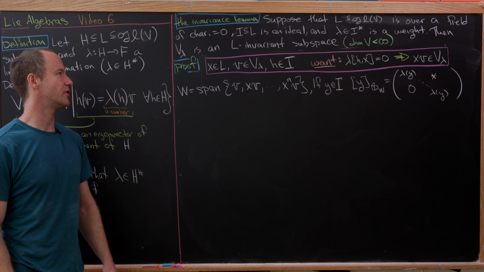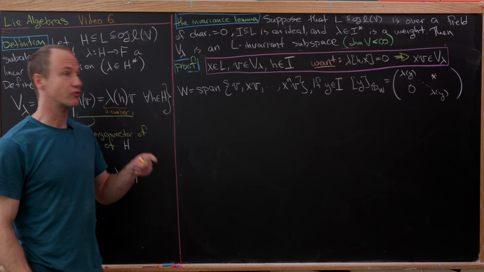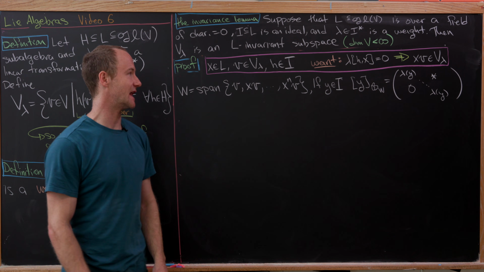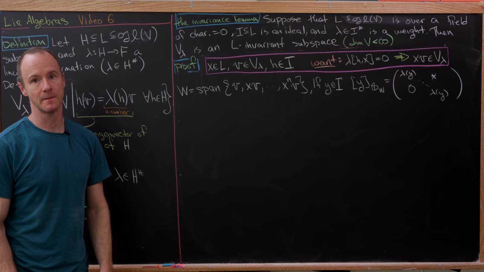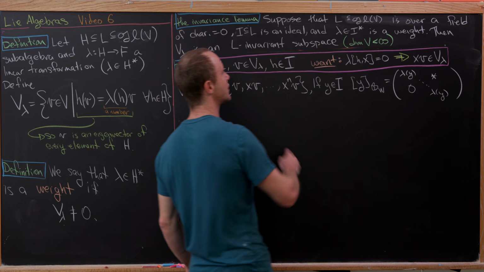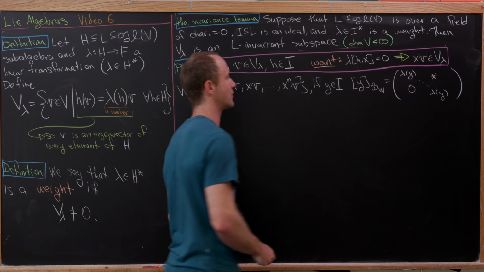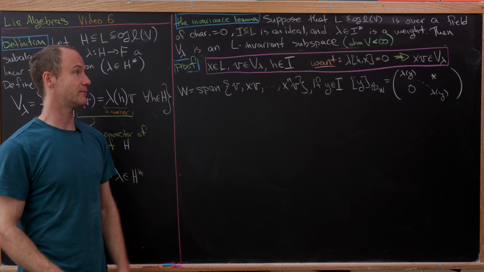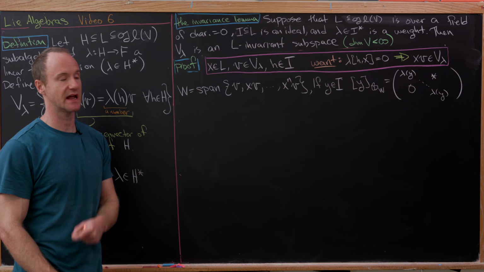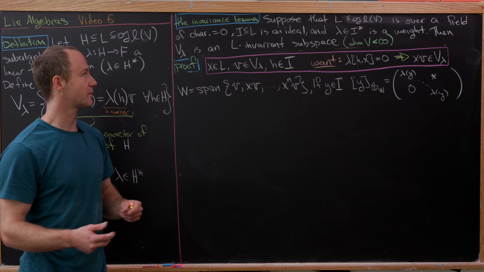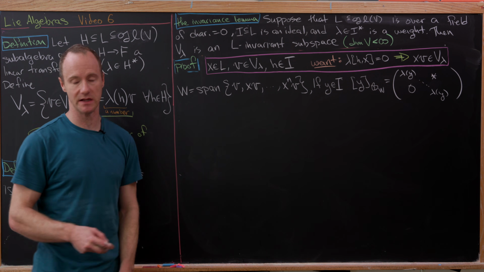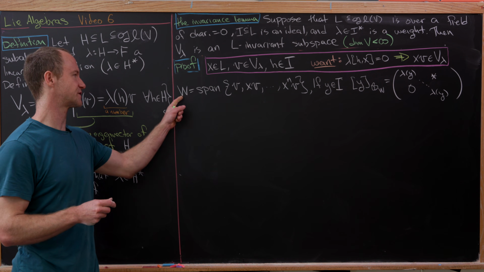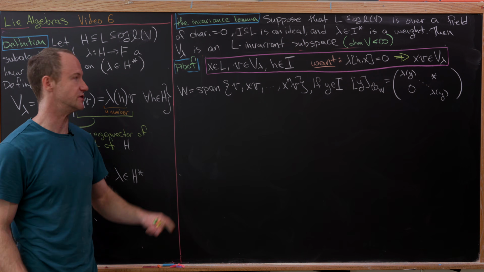Okay, now we're ready to start putting everything together. Let's briefly recall that x was an element of L, v was in V lambda, and h was in I. And recall that if we could prove that lambda evaluated at the bracket of h with x was equal to 0, then that would imply that xv was an element of V lambda, completing the proof that V lambda is an L invariant subspace. So we had this tool, this vector space tool W, in order to do that.